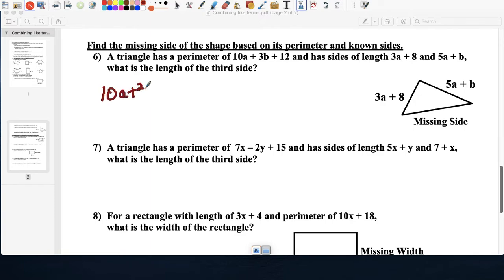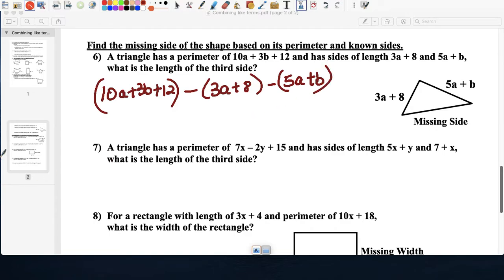10a plus 3b plus 12 represents the perimeter of my whole triangle. And from that, I'm going to subtract the first side, which again, you have to put in parentheses. And then I'm also going to subtract the other one. Okay, so that's how we would set it up.